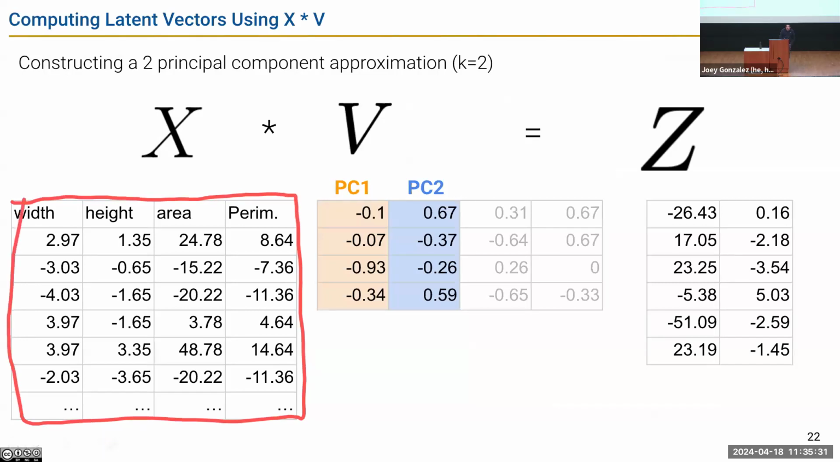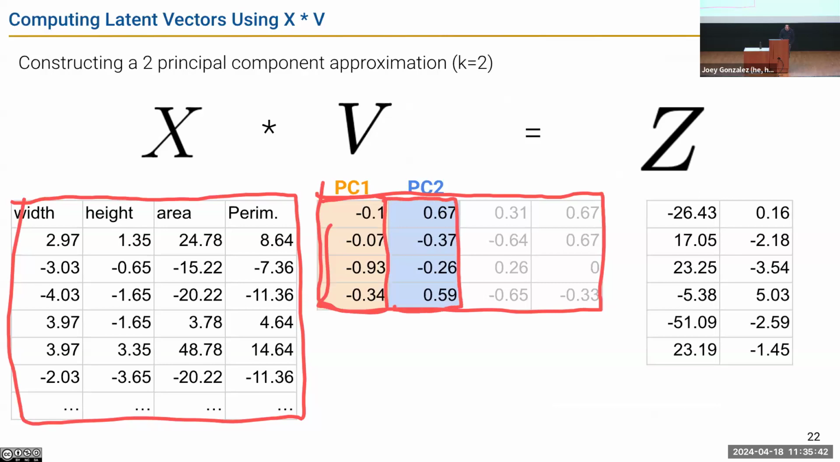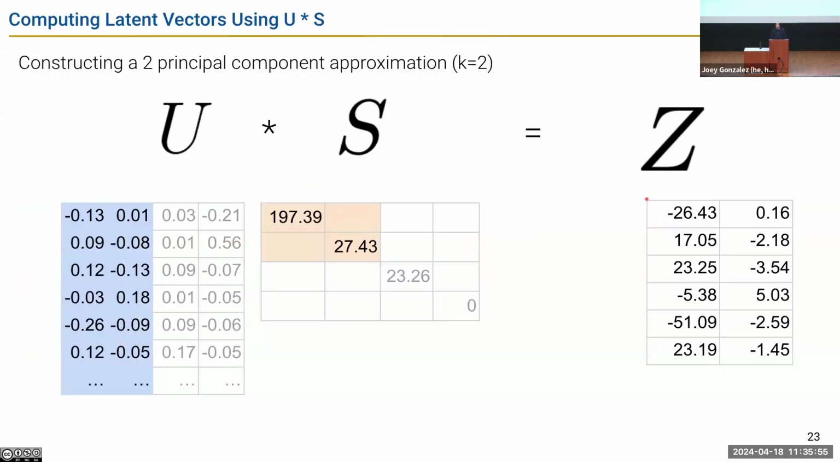There you go. Here's my matrix V right here. Big matrix. But I just want the first two principal components of V. So I'm just going to pull these two columns, PC1, PC2, and I multiply it by X, and I get Z. It's me Z right here. That's it. PCA with SVD. I said you could do it more than one way.